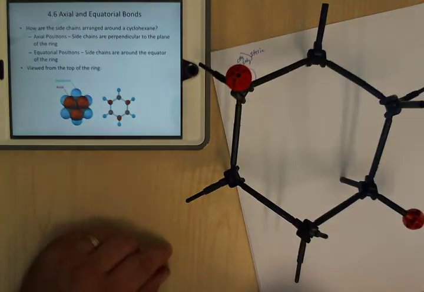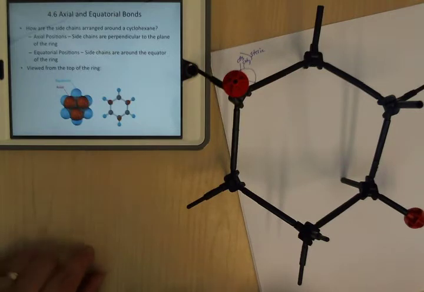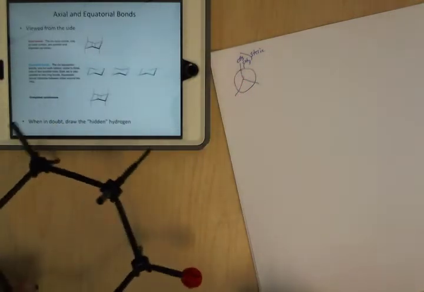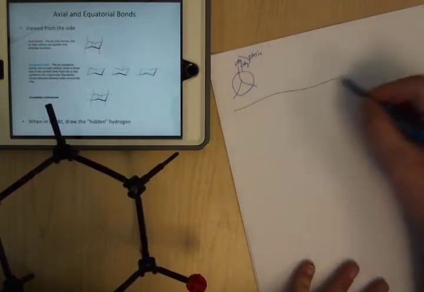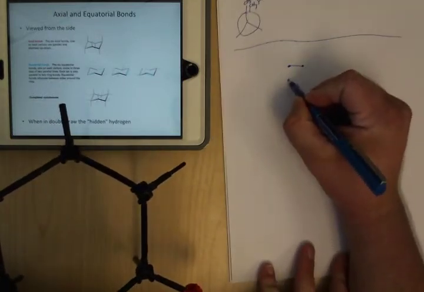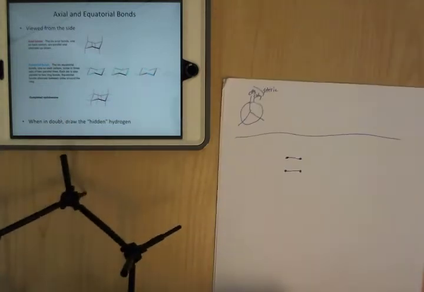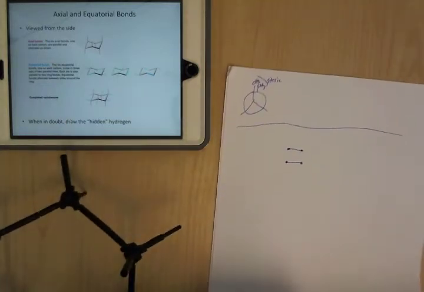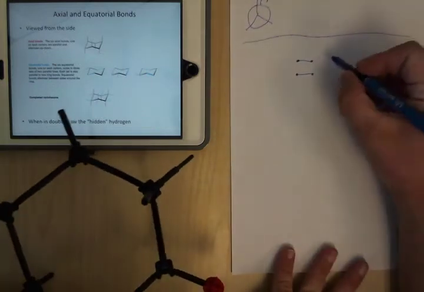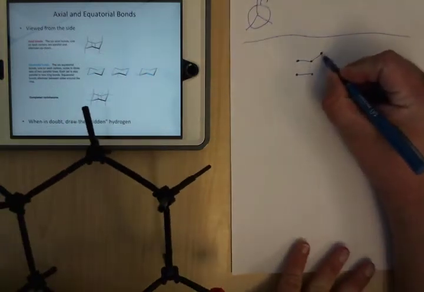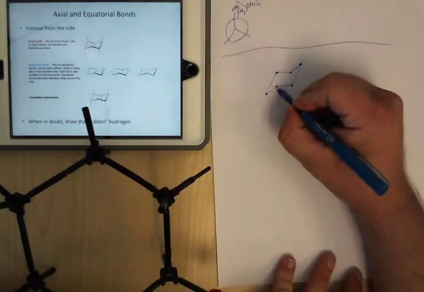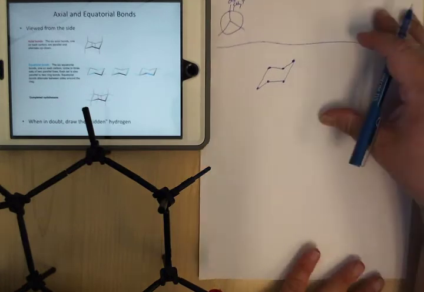Okay, so that's where. So how do we figure out what's what? The easiest way to draw a cyclohexane is to actually start with the middle ones. Okay, and then put one up. Doesn't really matter which one's up. One side up, connect the dots. Put one side down, connect the dots. That's the easiest way to do it, at least that I've found.